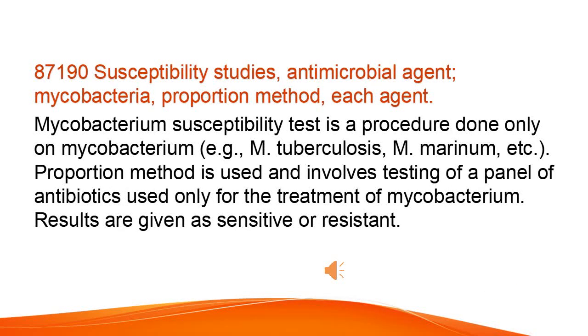Susceptibility studies, antimicrobial agent, Mycobacteria, proportion method, each agent. Mycobacterium susceptibility test is a procedure done only on Mycobacterium, e.g., M. tuberculosis, M. marinum, etc. Proportion method is used and involves testing of a panel of antibiotics used only for the treatment of Mycobacterium. Results are given as sensitive or resistant.